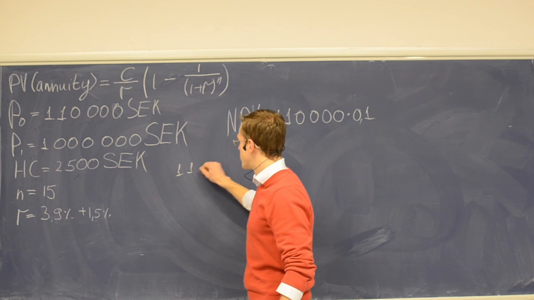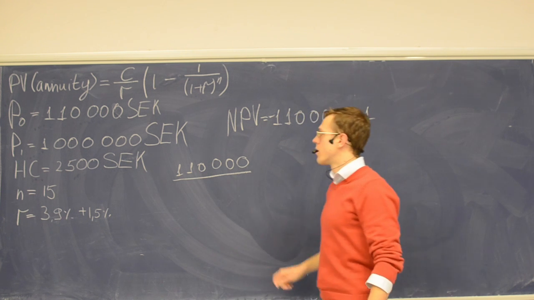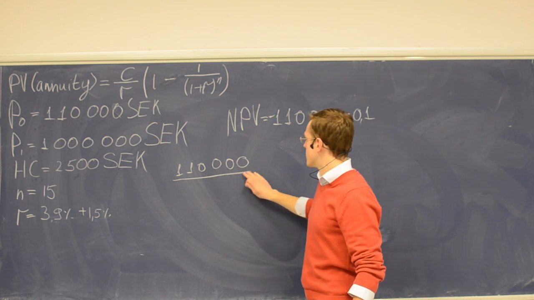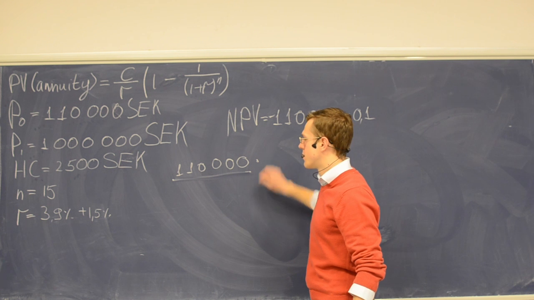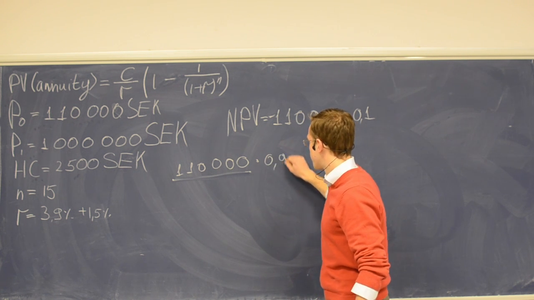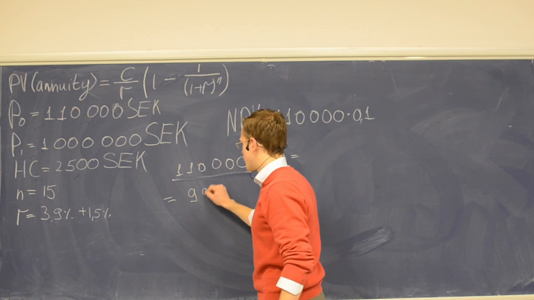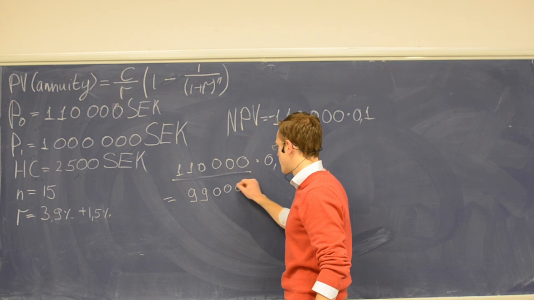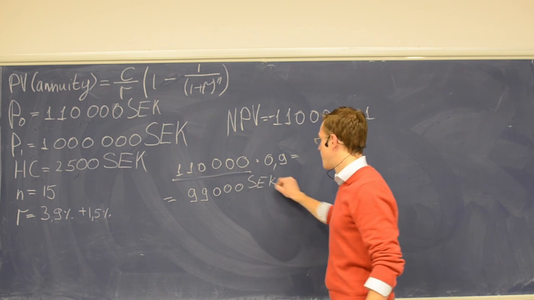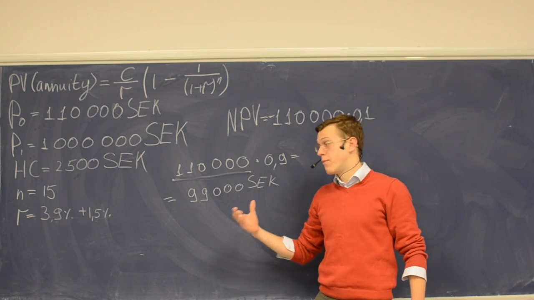So it would be P0 multiplied by 0.9, which is equal to 99,000 crowns. So this is the sum you borrowed. Now you can find how much you actually have to pay per month.